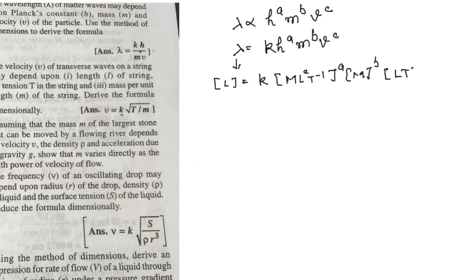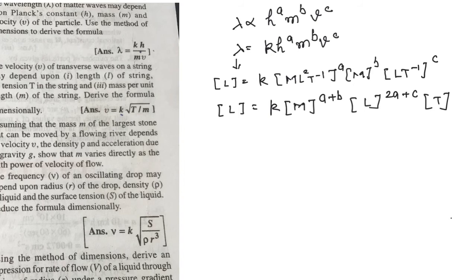Velocity is LT^-1. So L, K, class, you can notice that it is M raised to power a, M raised to power b. So in total it will be M raised to power a plus b. Class, next is L. You can notice L raised to power 2a, L raised to power c. In total it will be 2a plus c. In last, T raised to power minus a, T raised to power minus a, T raised to power minus c. In total it will be minus a minus c.